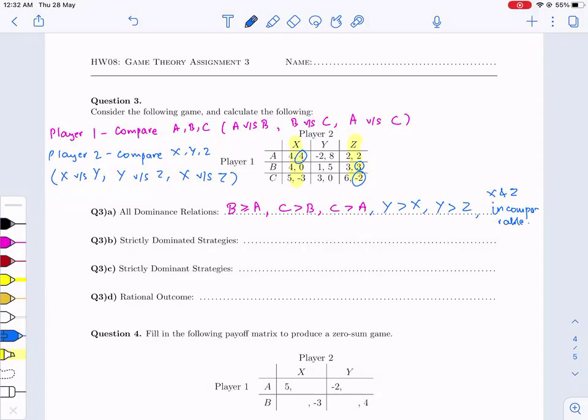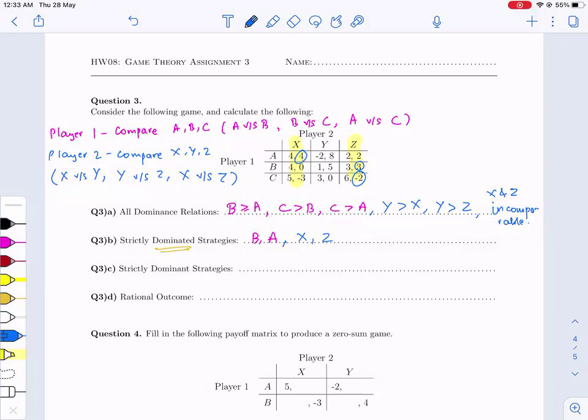Okay, now strictly dominated strategies. These are just strategies that are strictly dominated by some other strategy, not necessarily all other strategies. So for player 1, B is a strictly dominated strategy because it's strictly dominated by C. A is a strictly dominated strategy again because it's strictly dominated by C. And for player 2, X is a strictly dominated strategy because it's strictly dominated by Y. Similarly, Z is a strictly dominated strategy because it's strictly dominated by Y.